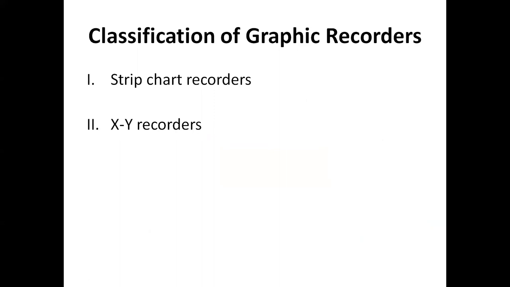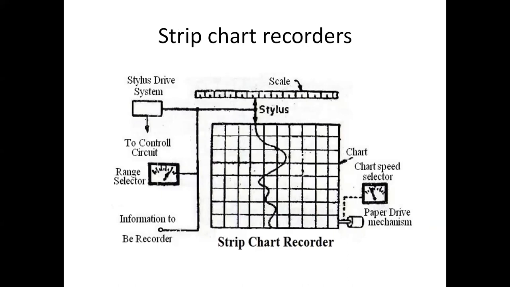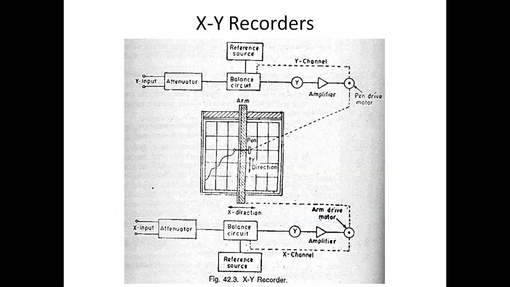Some other graphic recorders are the strip chart recorder and X-ray recorder. This is the strip chart recorder, where each intensity can be monitored by a paper driven mechanism. Therefore, traces of the particular signals are automatically drawn on the chart. This is the simple mechanism for the XY recorder, where we use plotters, magnetic tapes, etc.